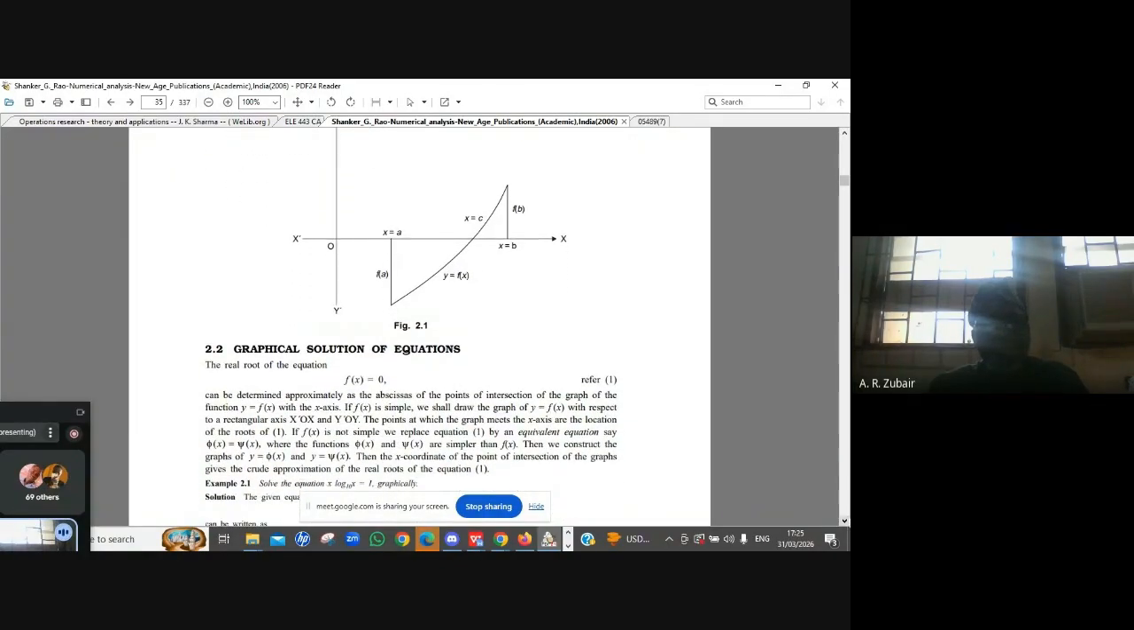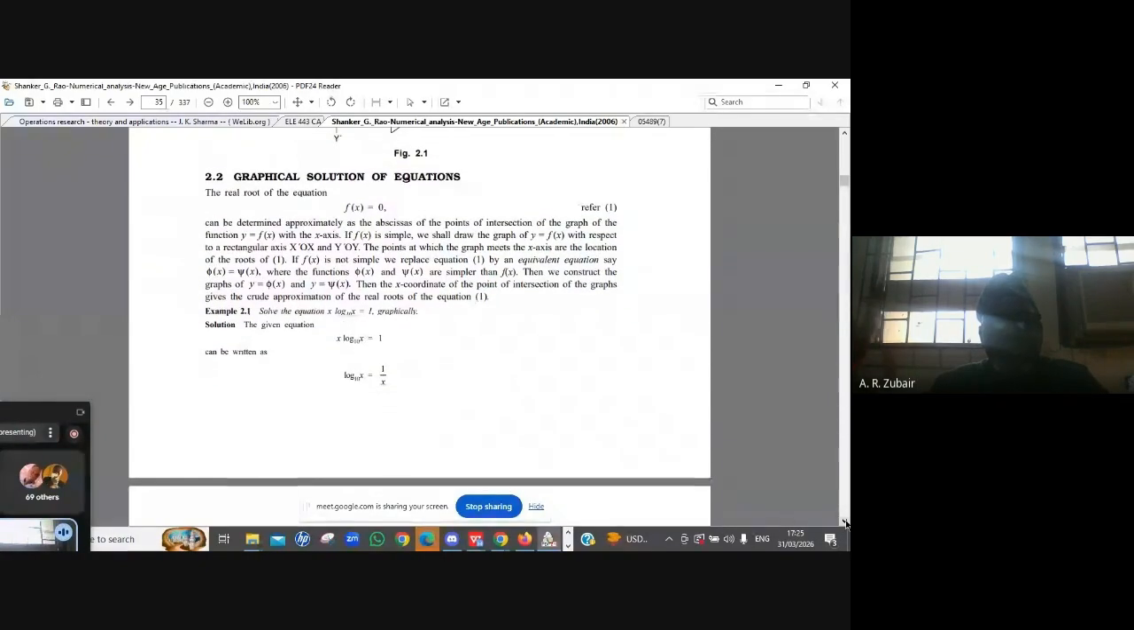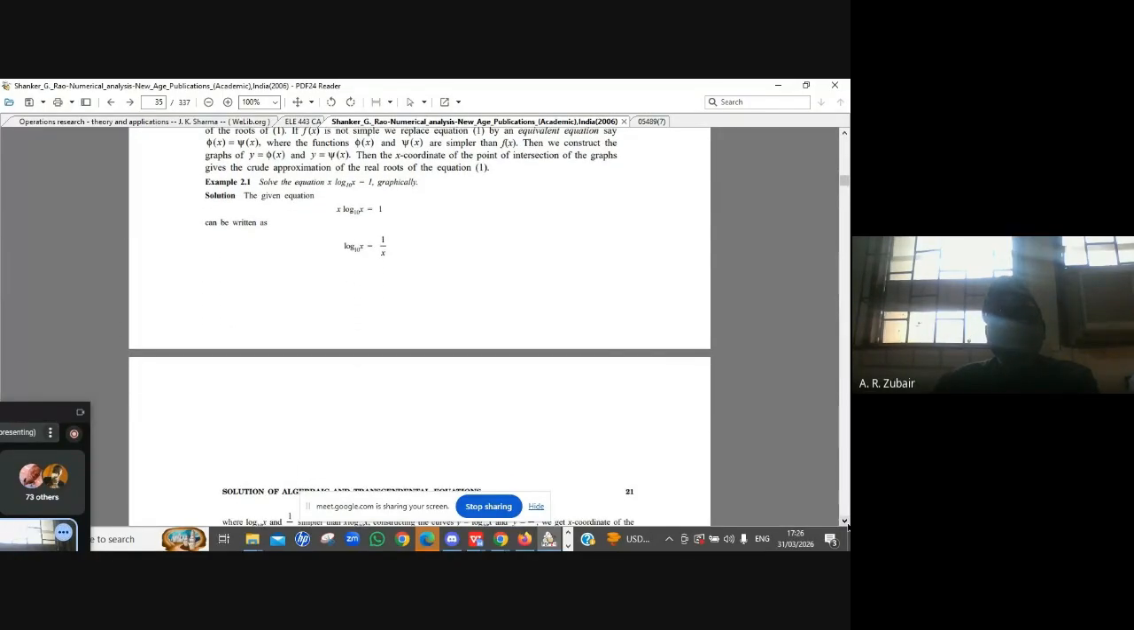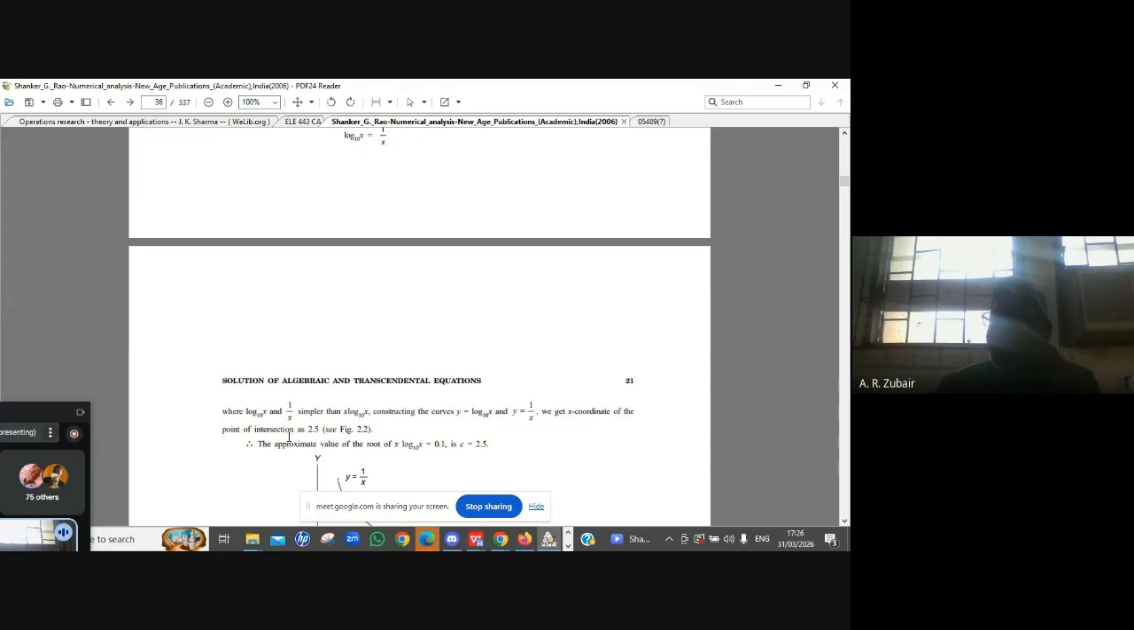The first method here is that if you want to use a graph, and you are given an expression like this, example 2.1, you can break it into two. You can say x log 10x equals 1. You can say log x to base 10 equals 1 over x. You can then break it into two. You can plot log 10x and then also plot 1 over x. Wherever the two meet, that's where you have your solution.